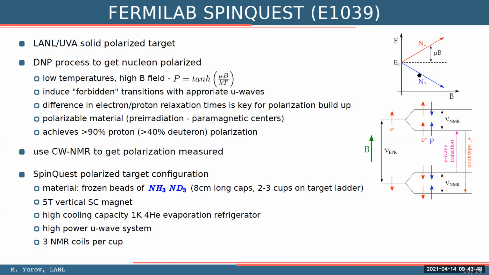Important features of the E1039 target are 8 centimeter long cups, a 5 Tesla magnet, 1 Kelvin liquid helium evaporation refrigerator, and an NMR system that can maintain up to 9 NMR channels.